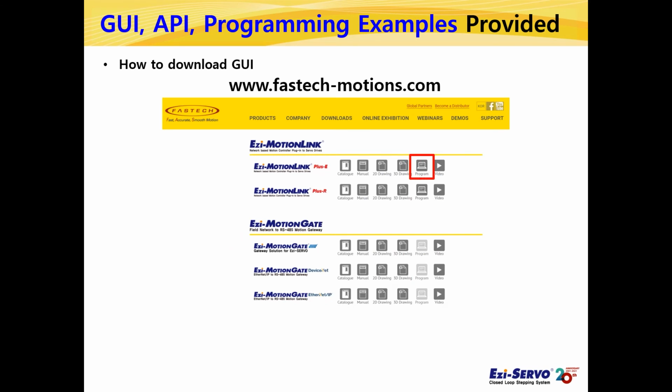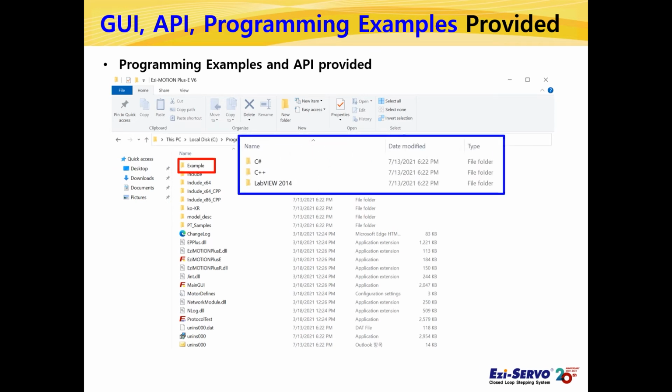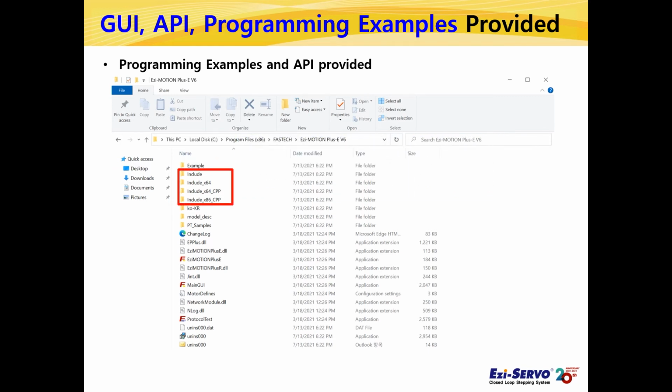You can download the GUI software by clicking the Program button of the Ezi-MOTIONLINK Plus-E product among the products in the list. You can also download the same software by clicking the Program button for other Ethernet products. And in the path where Ezi-Motion Plus-E, FASTECH's Ethernet GUI, is installed, you can check the C#, C++, and LabVIEW example files in the example folder. And, you can check the API in the include folder.